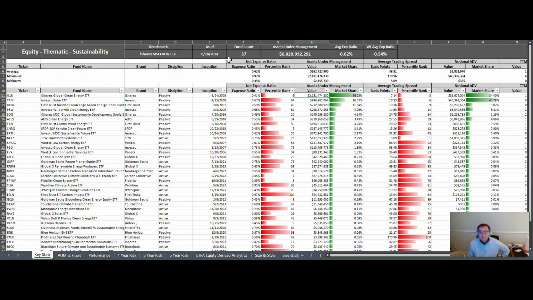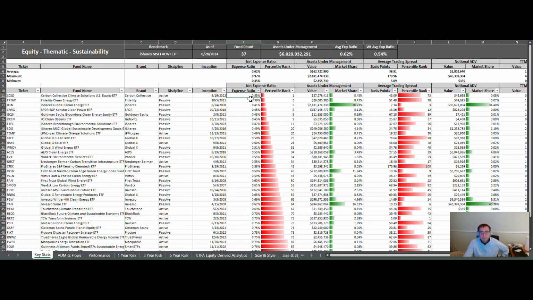So I can see that iClean is the largest fund in the category, and it makes up 36% of the total AUM in the category, followed by Invesco Solar ETF, TAN, at just under $1 billion, 16%, and so on and so forth. To the left here, you can also see that we rank all expense ratios by percentile. So I can see that iClean is in the 6th percentile with 41 basis points. If I wanted to see the cheapest fund in the category, simple enough, smallest to largest. The Carbon Collective Climate Solutions ETF at 35 basis points is currently the cheapest from a pure expense ratio perspective.